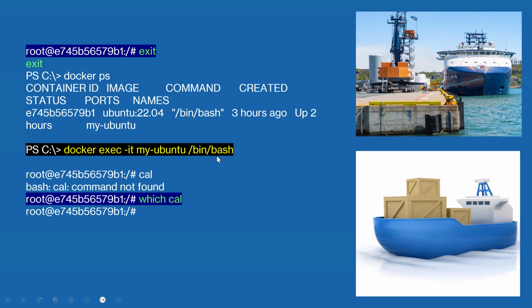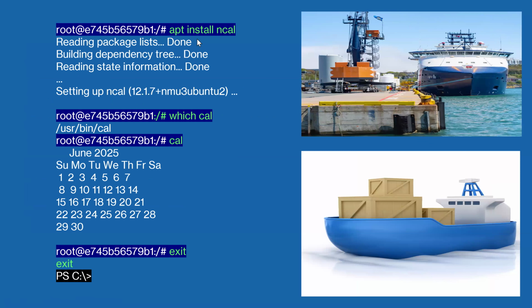So the command that I want to run is /bin/bash, Bourne Again shell. And then here, if I type in the command cal, it says calendar is not found, you can see here. So then I say which cal, it is not giving me any output. Then I say, okay, let's install, apt install ncal. Ncal stands for new calendar.